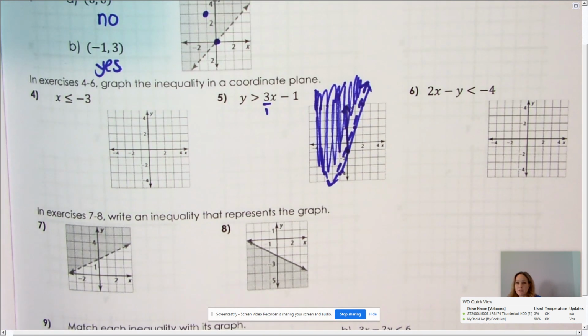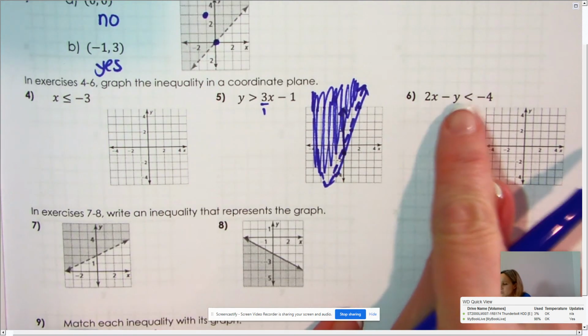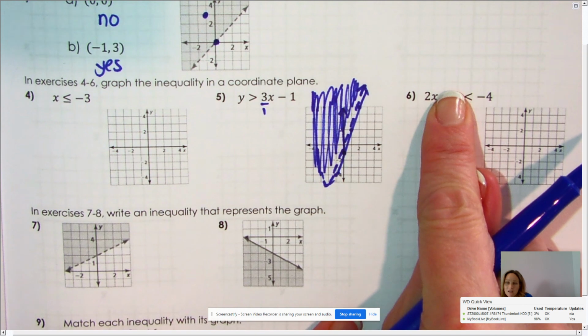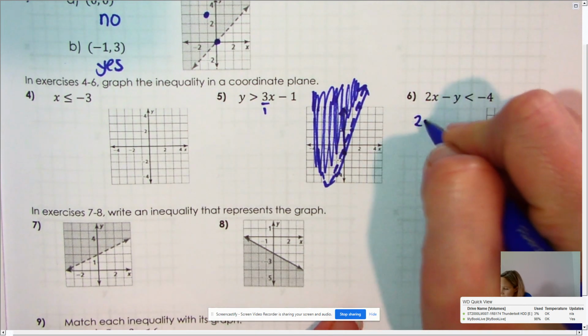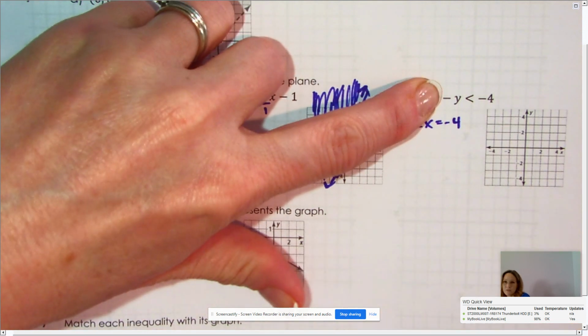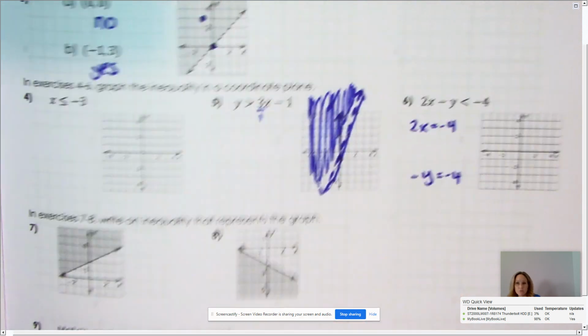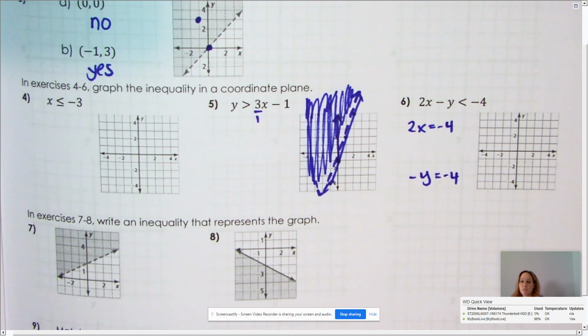Okay, question number 6. You guys are going to do on your own, but remember, you're going to start it out with a cover-up method, and you could just write 2x equals -4 and solve it, and then you can do that and go -y equals -4 and solve it. Neither one of those is solved yet. Plot the points, connect the dots with a dotted line, plug in 0, 0, see if it works. Is 0 less than -4? No, it's not, so it should be going away from 0, 0.